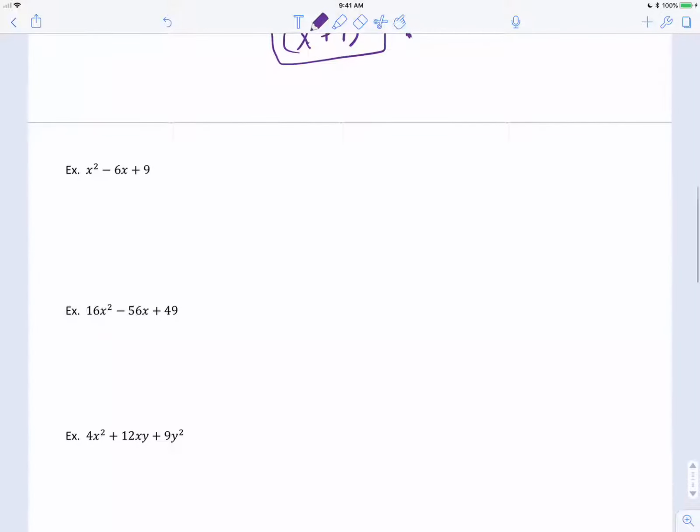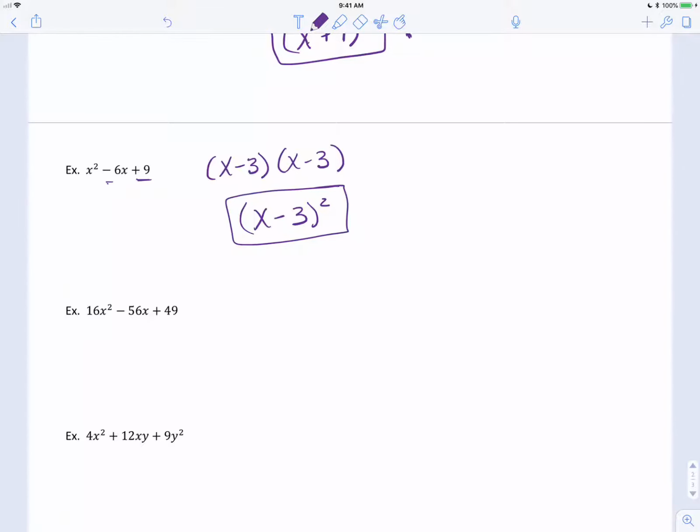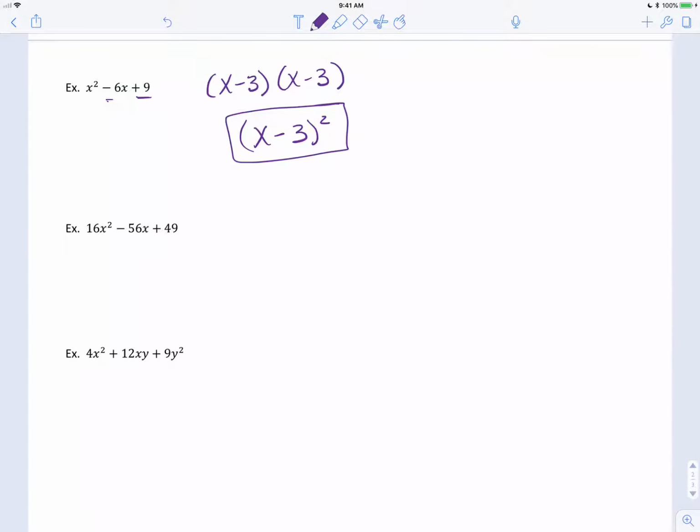Okay, so let's look at this one. What times what is positive 9 that adds up to be a negative 6? Well, you can think about that for a little while, but it's x minus 3 times x minus 3. Well, the proper way to write that would be x minus 3 squared. Okay, so what about this one?